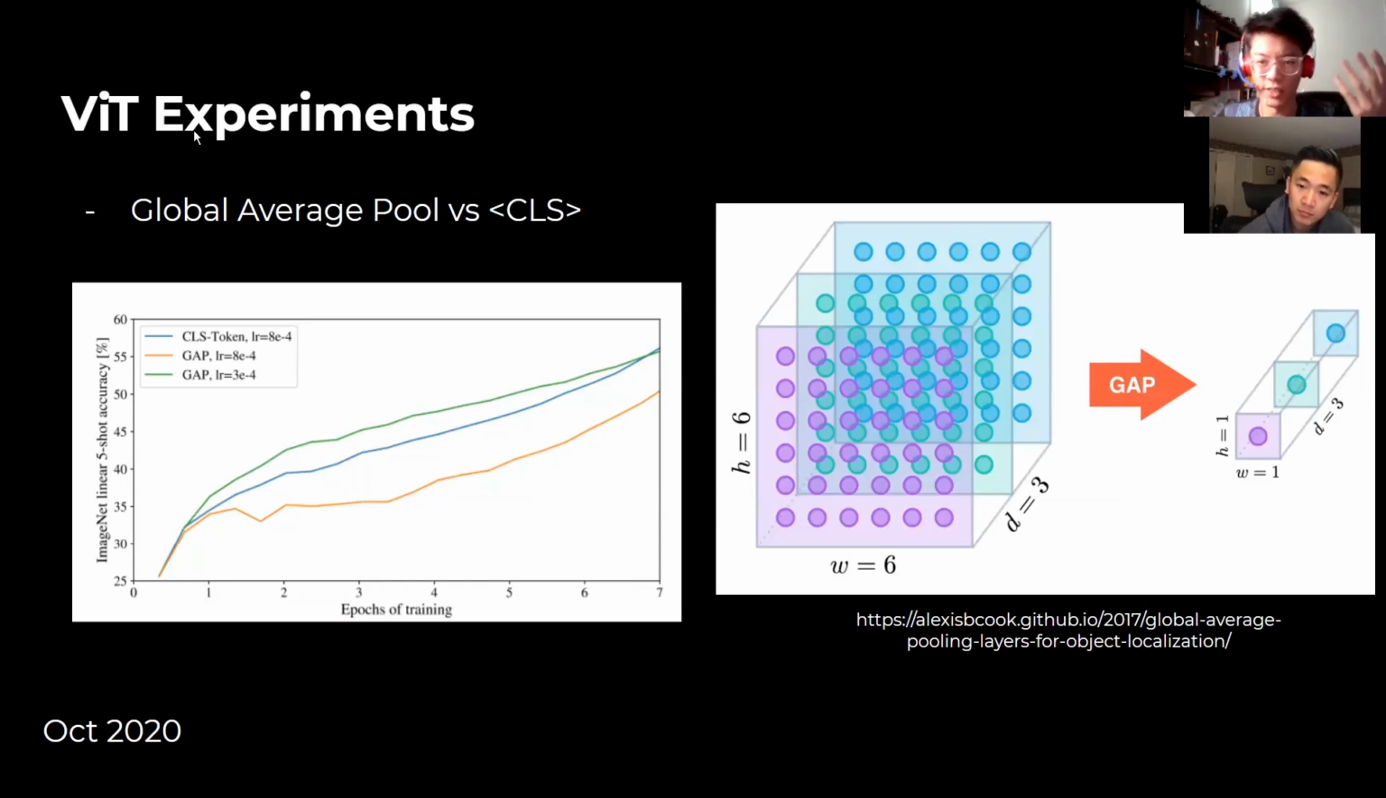They decided to use the CLS method in the end because they thought it worked better, but upon further examination, they realized that if they tune the learning rate to the right thing, global average pool actually performs around the same as CLS token. You just have to tune it well.